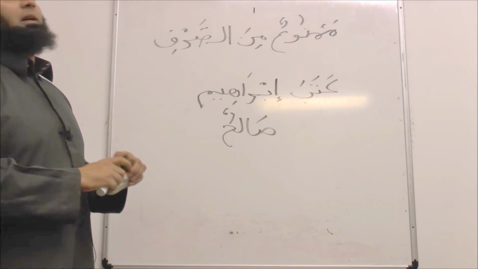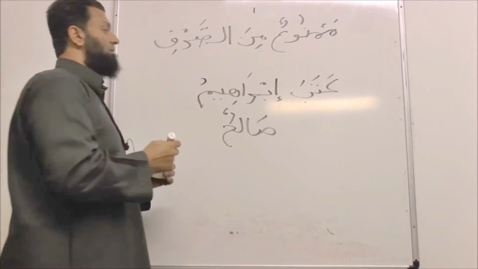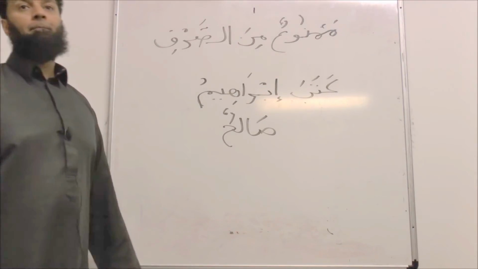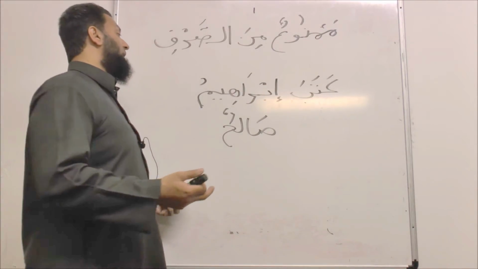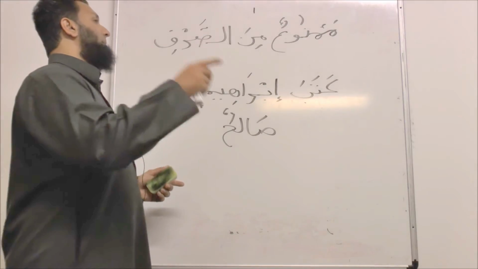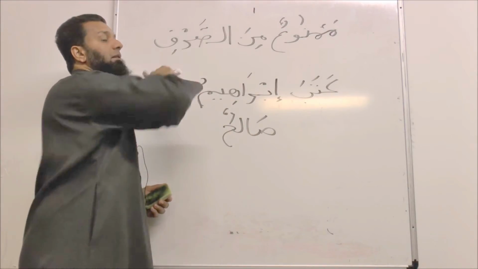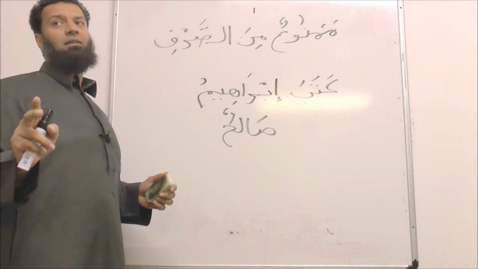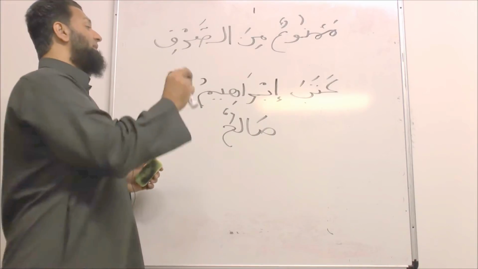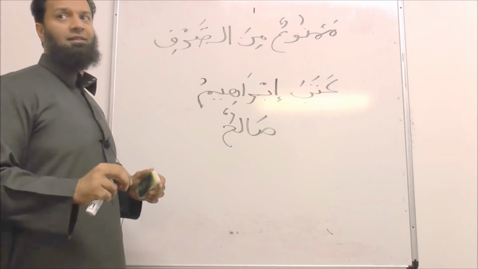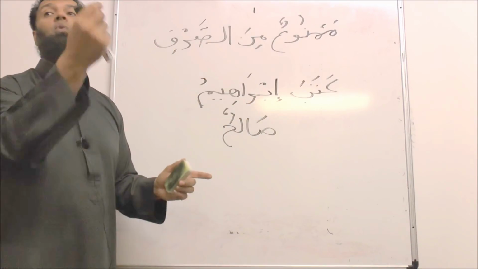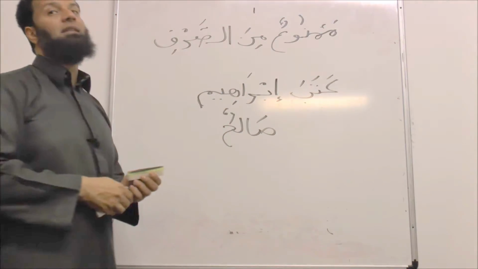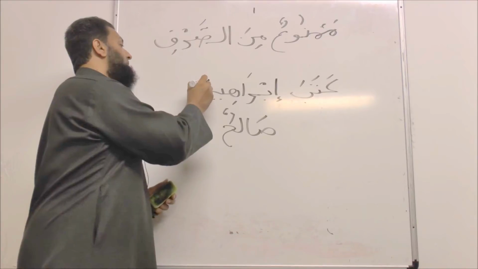Kataba Ibrahimu. Kataba Ibrahimu. Ibrahim wrote. What did we do? Very simply, we changed Ibrahim from the maf'ulun bihi to be the fa'il, the doer. Right, Arjan? We should have known this. We should have mastered this. Because now Ibrahimu is the doer. Before, like this, Ibrahima is the maf'ulun bihi.